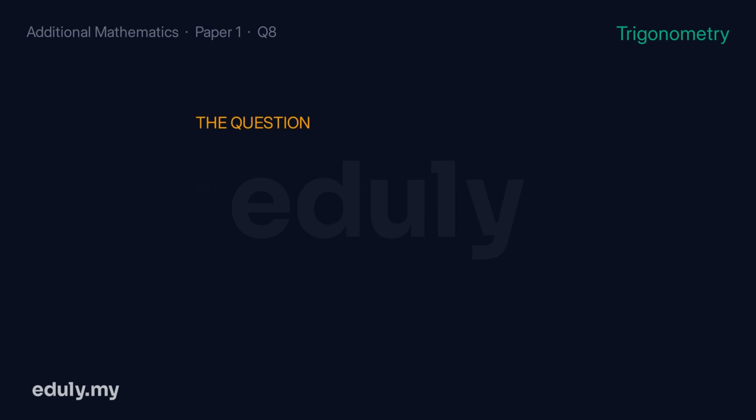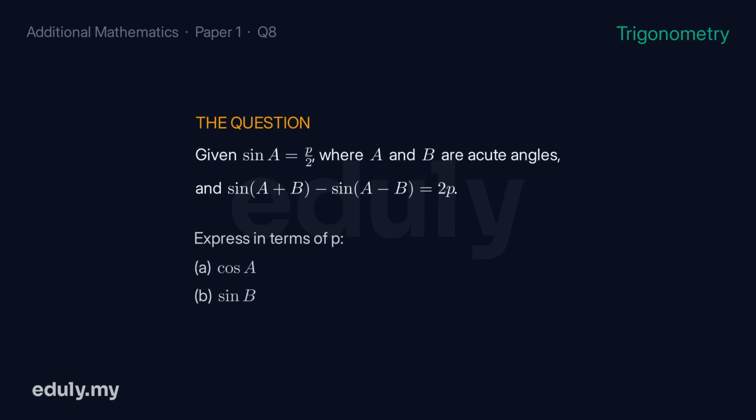Here's our question. We're told sine A equals p over 2 with both A and B acute angles, and that the compound angle expression on the left equals 2p. We need cosine A and sine B, each in terms of p.